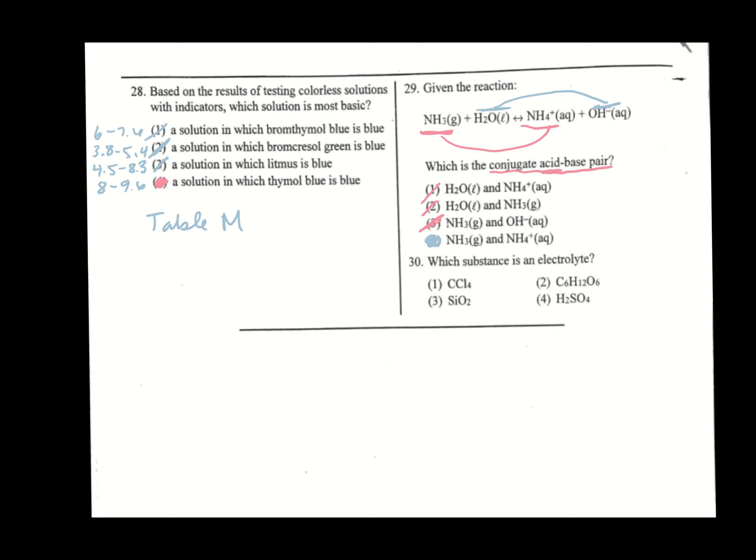And then number 30, which substance is an electrolyte? So I got to think ABS, acid, base, salt. So let's look. Can't be that, can't be that, can't be that. It's got to be choice 4, which you can look on table K, which is the acid table. You could even look at table L for the base to sort of compare.